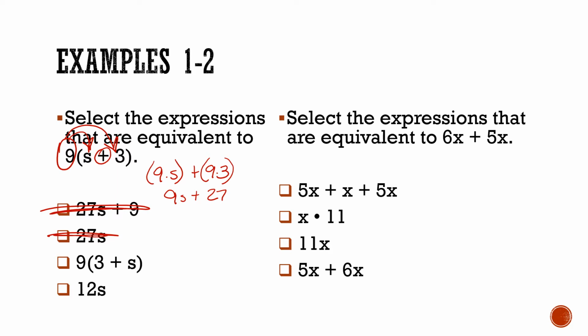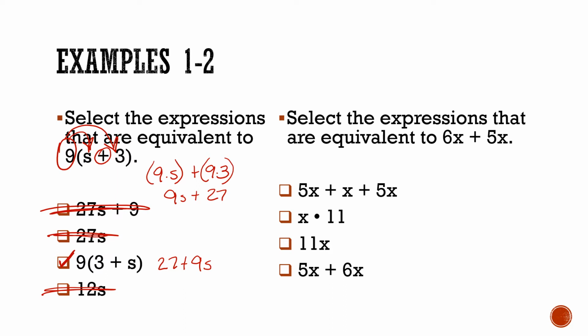To check option 3, we're going to have to distribute that 9. 9 times 3 would be 27. And 9 times s would be 9s. And we know that that 27 can be moved to the front, so this one would be an equivalent one. And then once again, we cannot add those together or subtract those since they're unlike terms, so it could not be 12s. So for this first example, your only correct answer was the third answer choice.